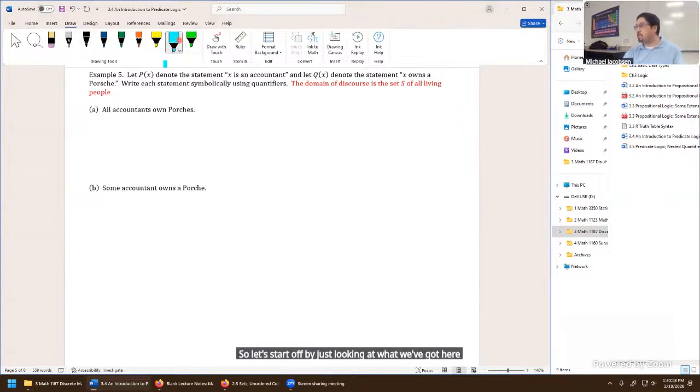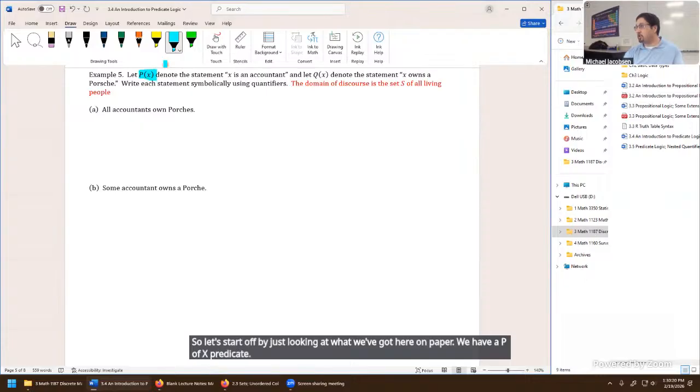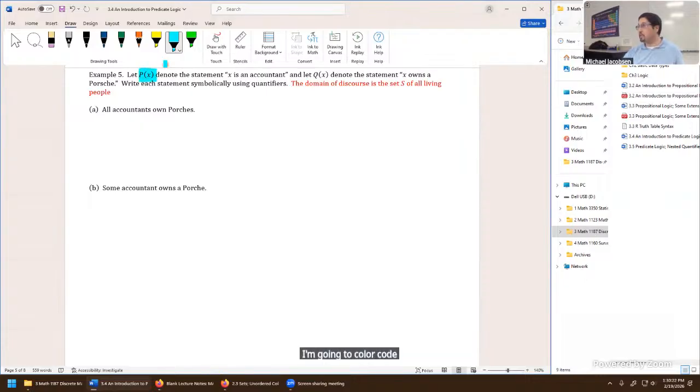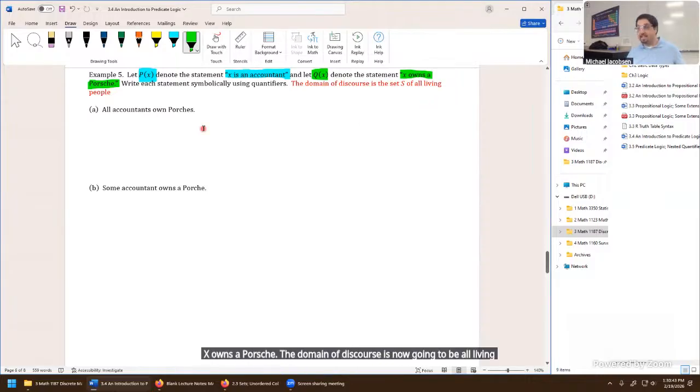We have a P of X predicate. I'm going to color code it this way, green and blue. P of X is going to be the statement X is an accountant. Then we have another statement, Q of X. Q of X is going to be the statement X owns a Porsche. The domain of discourse is now going to be all living people. And here's our first challenge. All accountants own Porsches.